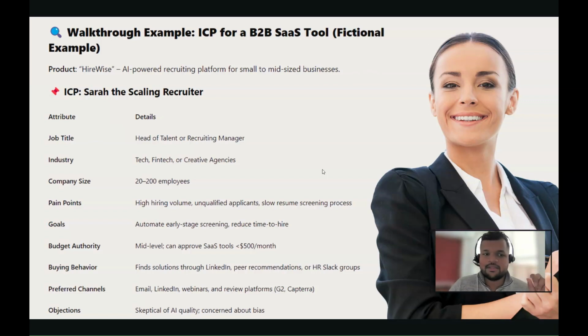So let's look at a few easy ones. Because you are having a product that is called HireWise, obviously it's going to be used most likely by recruiters. So what are their job titles going to be like? So that's why identifying a budget authority is really helpful. Now let's do the last three very quickly.